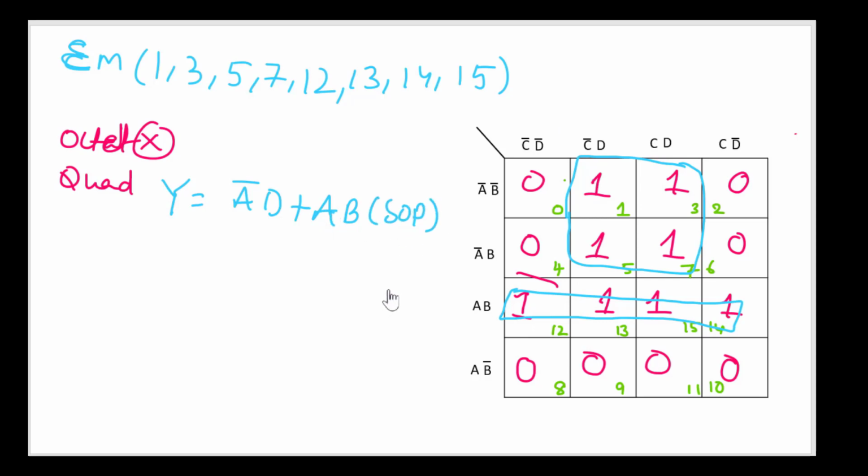So if you want to write the POS form, you have to look for the same kind of thing, like the bigger number of zeros. If you look, octet is not possible, you have to look for the quad. So there is one quad group here.